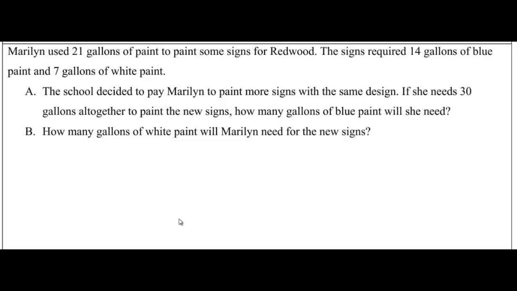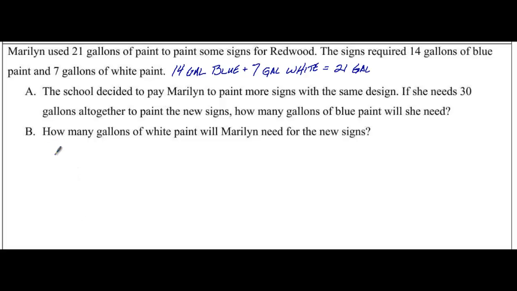So here we go. Marilyn used 21 gallons of paint to paint some signs at Redwood. The signs require 14 gallons of blue paint and 7 gallons of white paint. So the first thing we're going to do is write down that what Marilyn has is 14 gallons of blue plus 7 gallons of white equal 21 gallons of paint altogether.